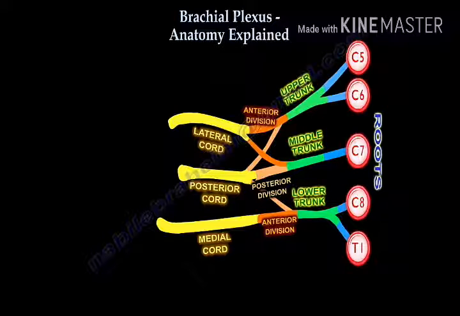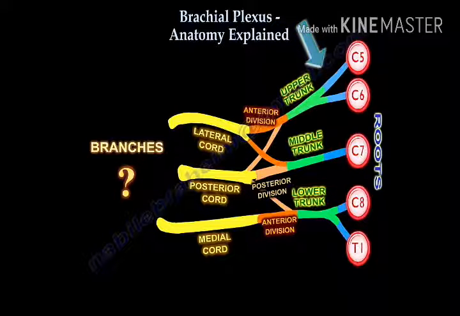We've seen the roots from C5 to T1. We've seen the trunks, the upper, the middle, the lower. We've seen the divisions, the anterior and posterior. We've seen the cords, lateral, posterior, and medial, but we haven't seen the branches. So what are the branches? Let's start with branches from the roots and the upper trunk.